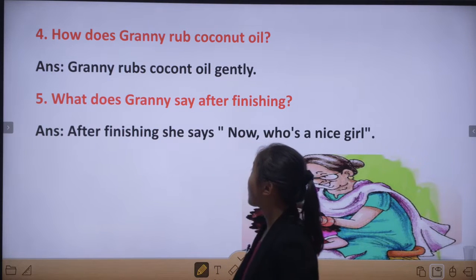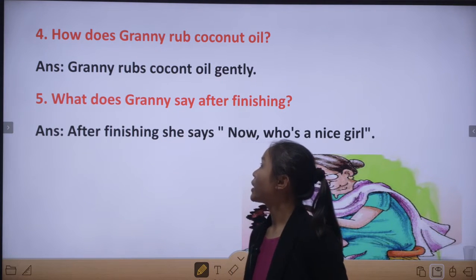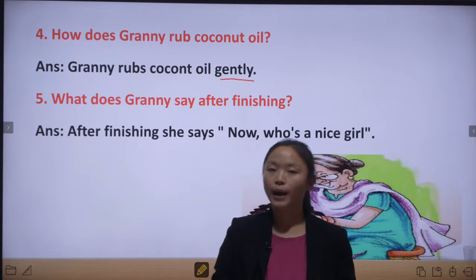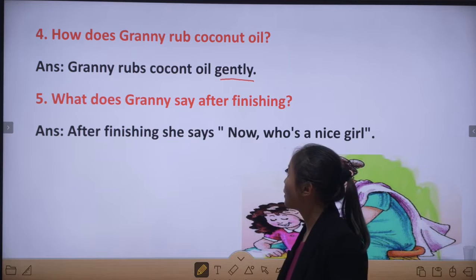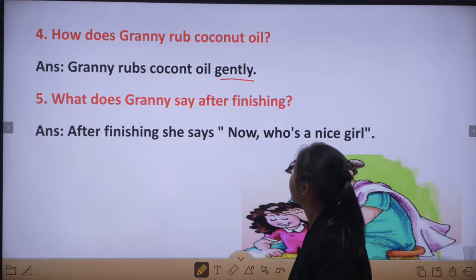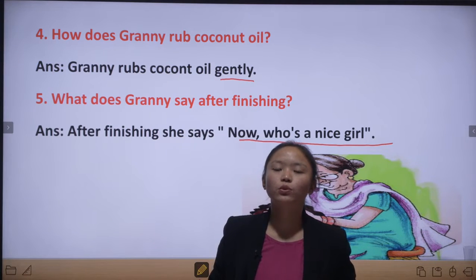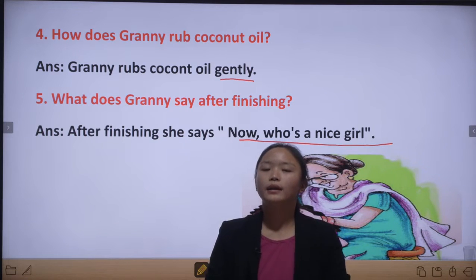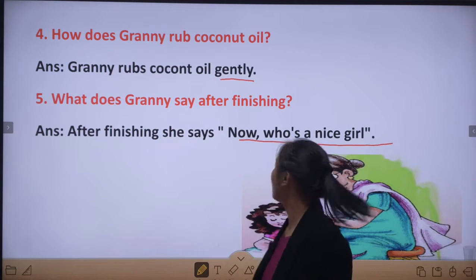Next, how does Granny rub coconut oil? So coconut oil कैसे rub करती थी Granny? Granny rubs coconut oil gently. वो कैसे करती थी? प्यार से, है ना. प्यार से वो कोकोनट ऑयल लगाती थी, है ना. Number 5, what does Granny say after finishing? After finishing, Granny says, now who is a nice girl? है ना? When the Granny finishes oiling the hair or combing the hair, at the end she says that now who is a nice girl? ऐसा बोलती थी ना?